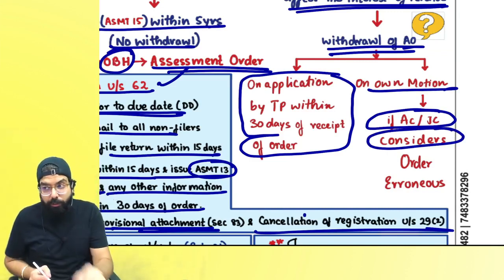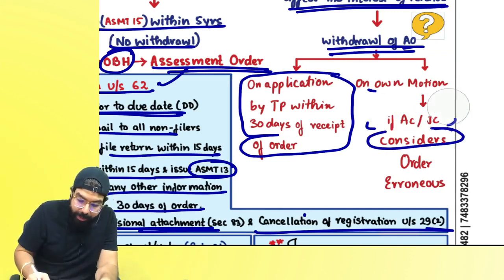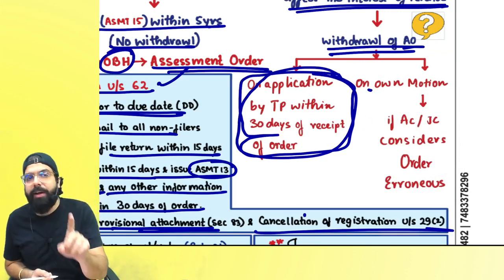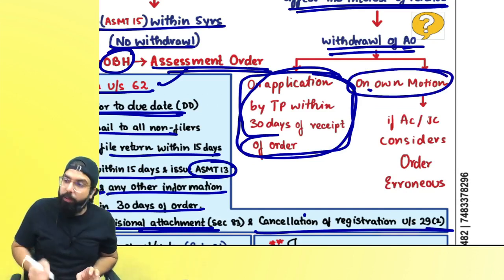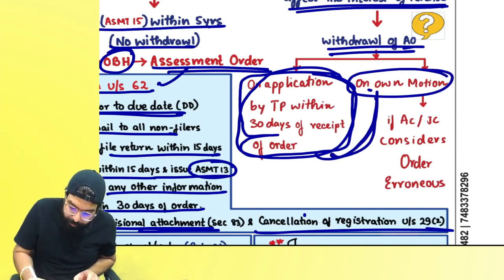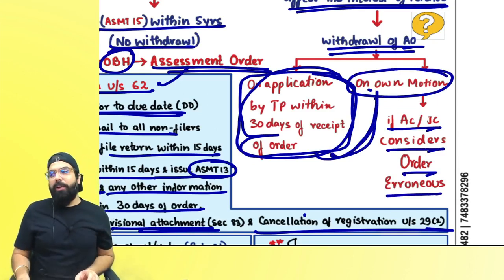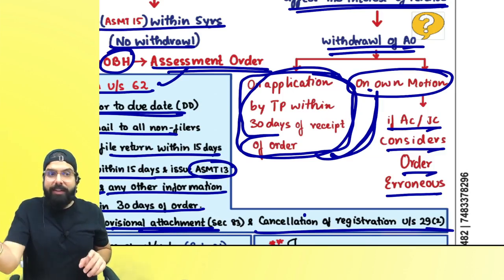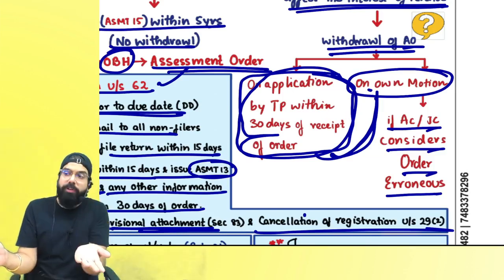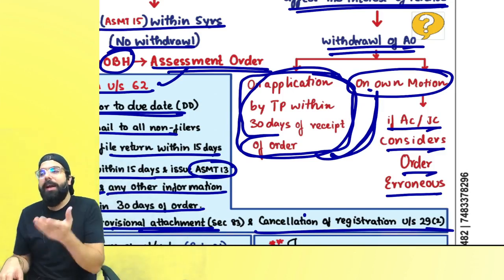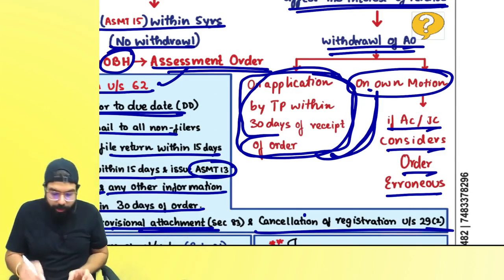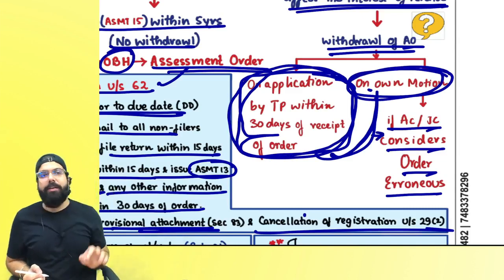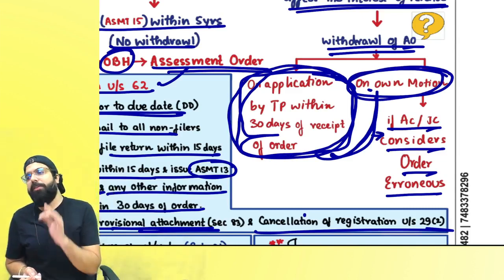One thing you have to understand, everyone. Now listen. There can be withdrawal of the assessment order if application is given by the taxable person within how many days? 30 days, or on motion. When? If in either situation the AC or DC considers the order to be erroneous. Means the taxable person went ahead and told the officer that sir, the order which you have passed is erroneous, and he considers it to be erroneous. Or on motion, if he considers it to be erroneous. If it is the right order, he will never go ahead and withdraw. On application by the taxable person or on own motion, if the AC or DC considers that the order is wrong, then only the assessment order shall be withdrawn.